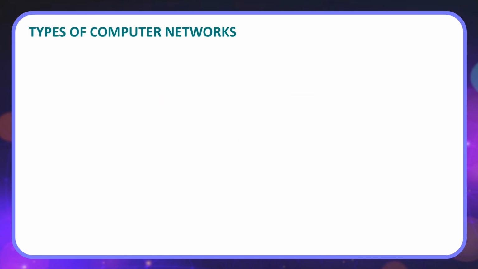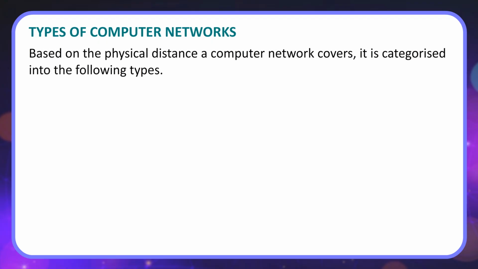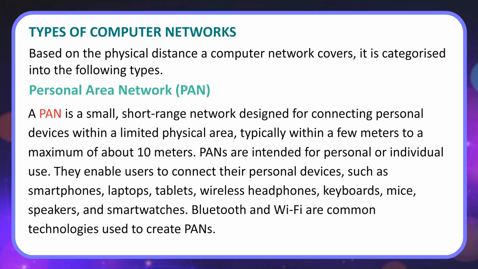Types of computer networks. Based on the physical distance a computer network covers, it is categorized into the following types. Personal Area Network, PAN. A PAN is a small, short-range network designed for connecting personal devices within a limited physical area, typically within a few meters to a maximum of about 10 meters. PANs are intended for personal or individual use.